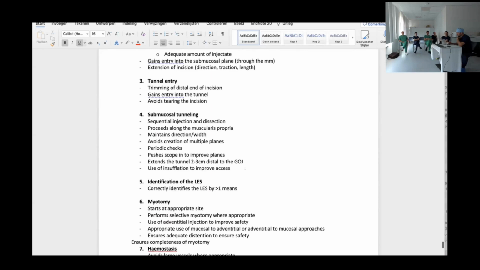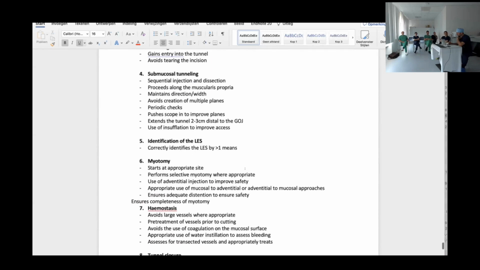So this is the sort of thing that we would grade the tunneling on, the sort of things that we want to bring out when you're doing tunneling, so that you use the knife to sequentially inject and dissect, that you keep on the muscle, because of course you want to keep on the muscle to not injure the mucosa.